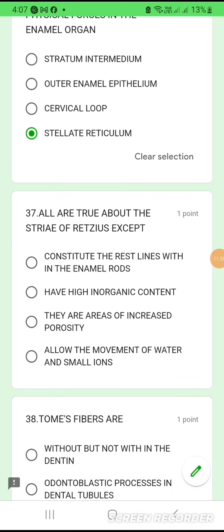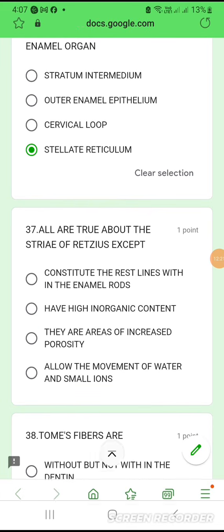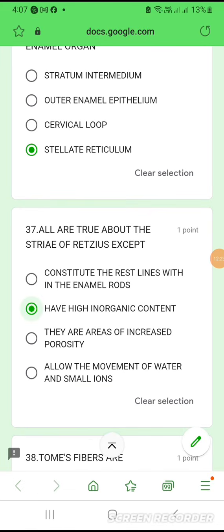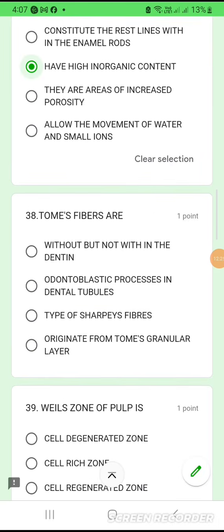37. All are true about the striae of Retzius except, constitute the rest lines within the enamel rod. They have high inorganic component. They are areas of increased porosity. Last one, allow the movement of water and small ions. So as we have learned, striae of Retzius mainly contain organic content, not inorganic. So option B is the correct answer.